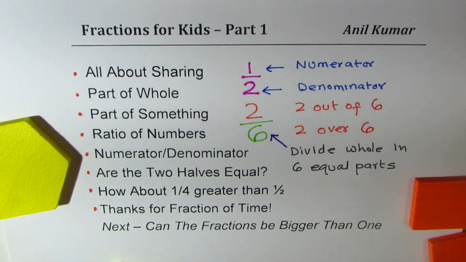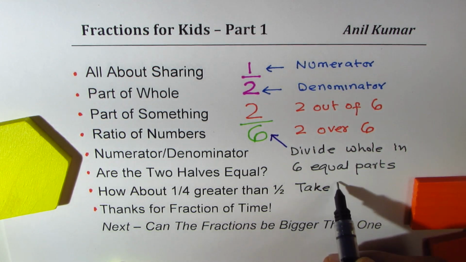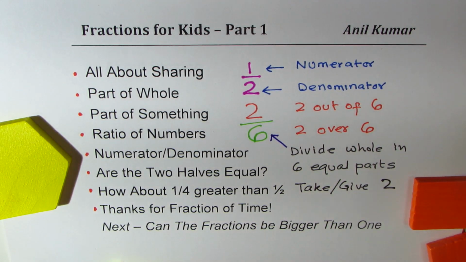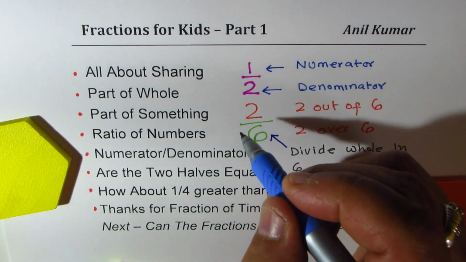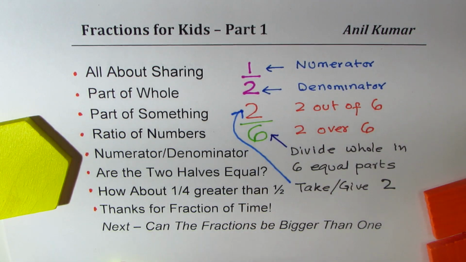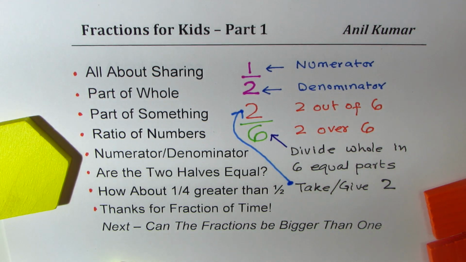That comes in the denominator, and from that what you do is you take 2. Take or give away. Give 2. So that part which you give comes in the numerator. You get an idea, right? So what you give away is in the numerator, right? So you take or give 2 comes in the numerator. So that is how you represent a fraction. So I hope that is absolutely clear.